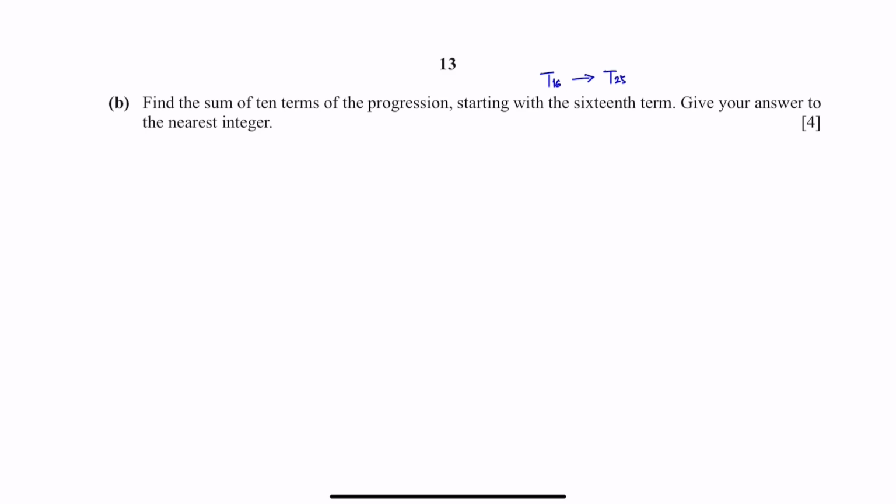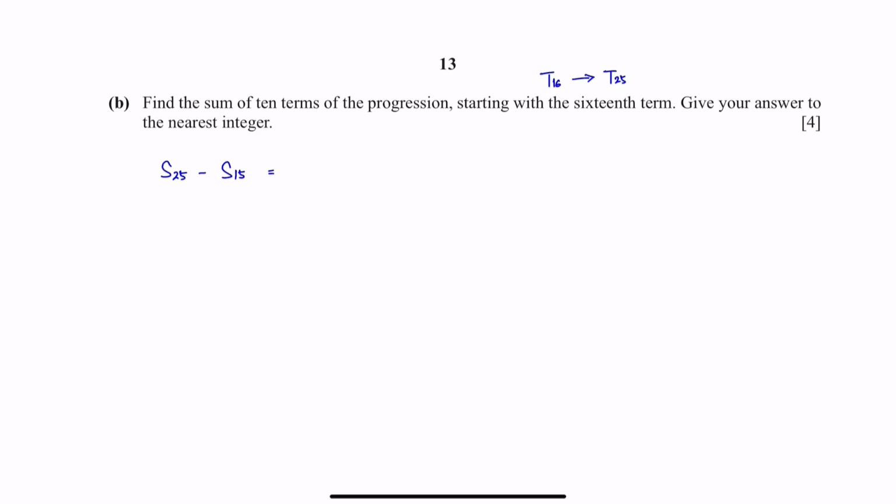We take the sum of the first 25 terms minus the sum of the first 15 terms. Because we want to include T16. If we minus the sum of the first 16 terms, we would cancel out the 16th term as well. So S15 should be the correct method.